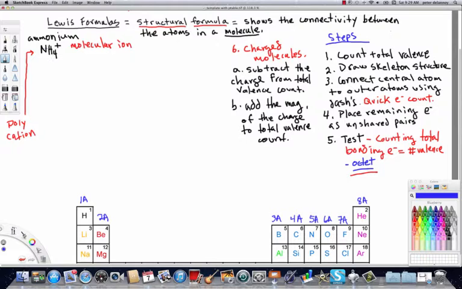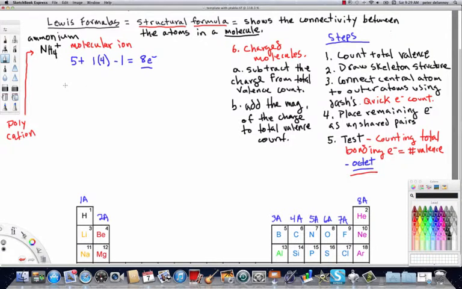First thing we're going to do with NH4 is our total valence count. Nitrogen comes out of group 5A, so that's going to be 5. Hydrogen's out of group 1A, so that's 1 valence electron, but there are 4 atoms. If we added this together we would get an odd number. That's not going to be good, and since the charge is a +1, we subtract that charge from the total count, and lo and behold we get 8. So this is our magic number.